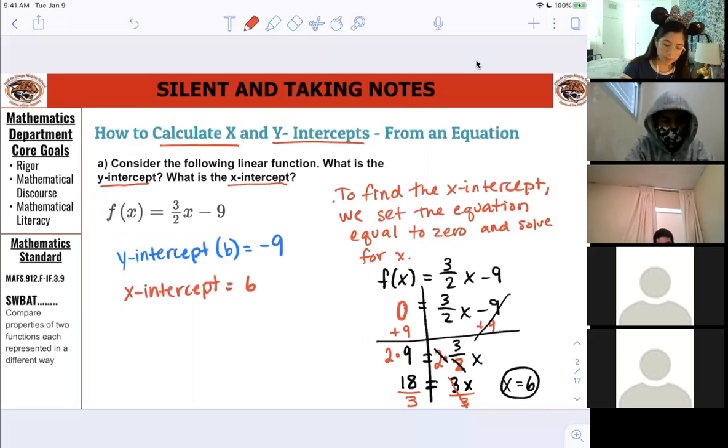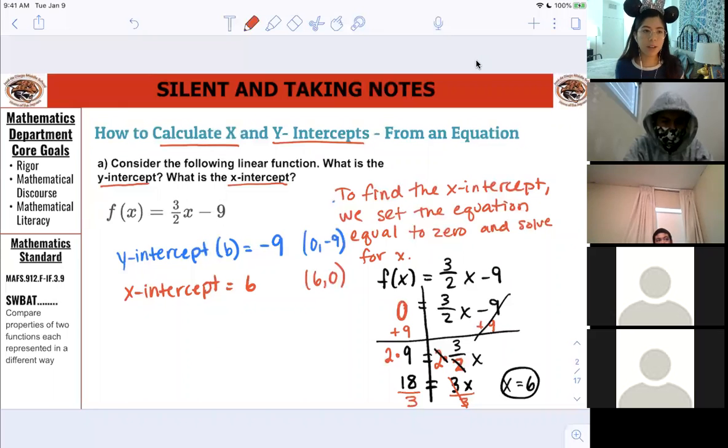Now remember, what does this actually mean? The y-intercept means that there's a point at (0, -9), and the x-intercept means there's a point at (6, 0). That's what these actually mean. If you have a graph of this function, you would see a point at 6 on the x-axis and a point at -9 on the y-axis. Do I have any questions on how I got the x-intercept?